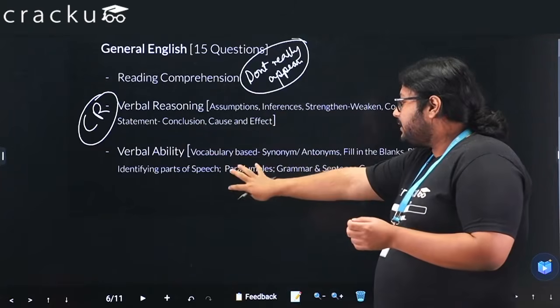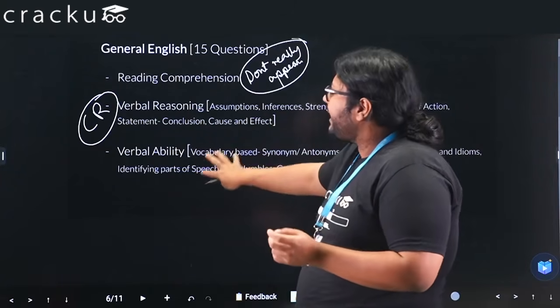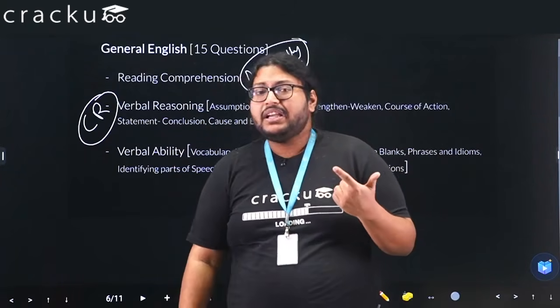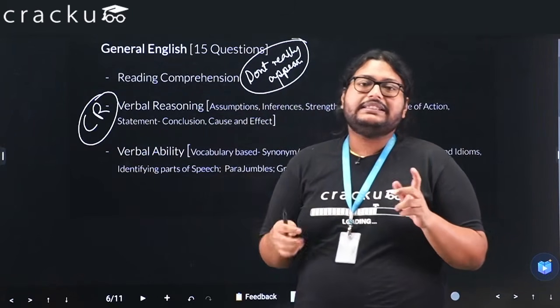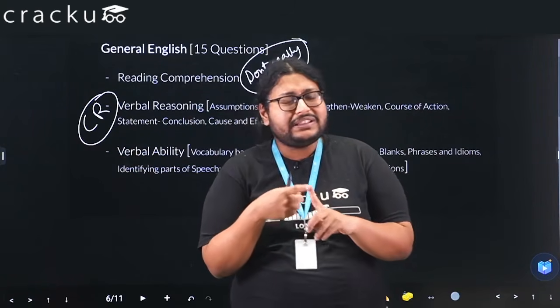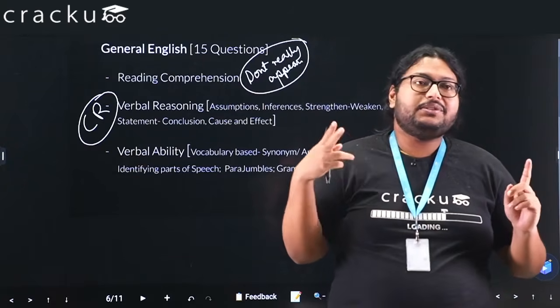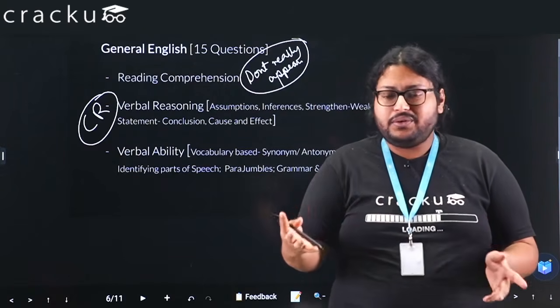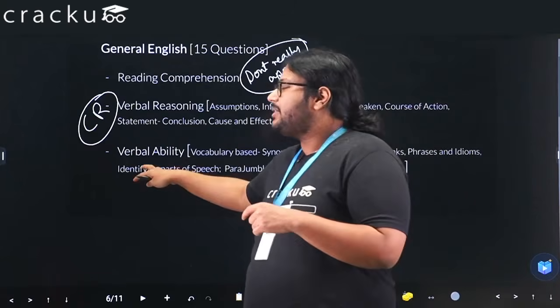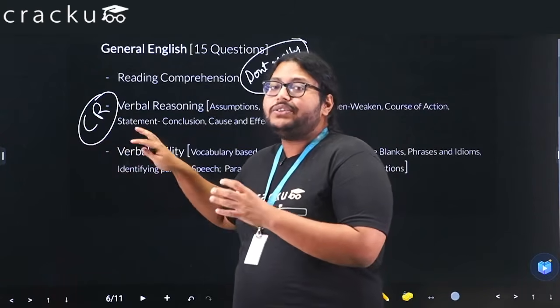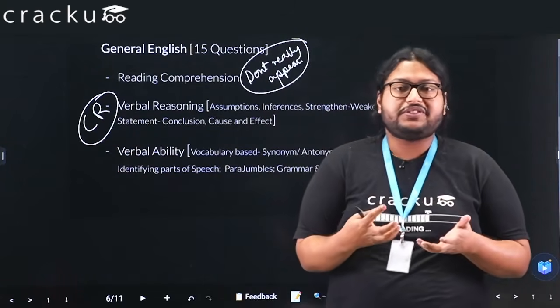Next, we have the verbal ability section. This is primarily vocab and grammar. This is an important section, very important in the sense that these questions don't really take a lot of time. A vocab question, you either know it or you don't know it, right? So these don't take a lot of time, and these are the money makers. You can get high scores from here if you have a structured prep.